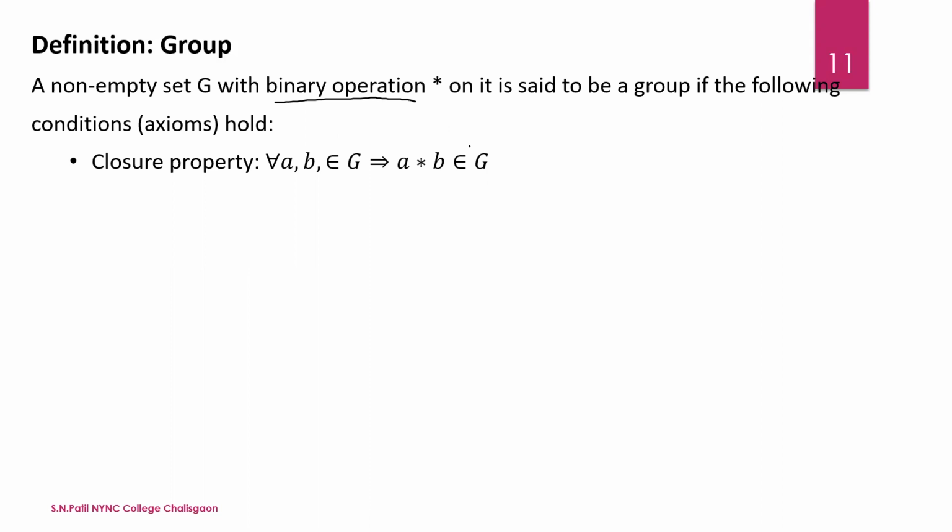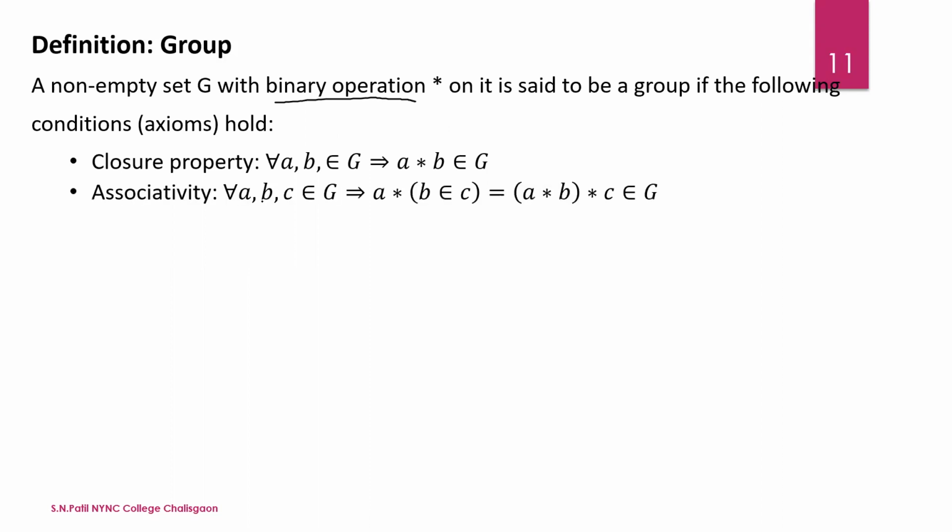The second property is associativity. For all elements A, B, C, A star (B star C) is the same as (A star B) star C, and the result belongs to the set G.